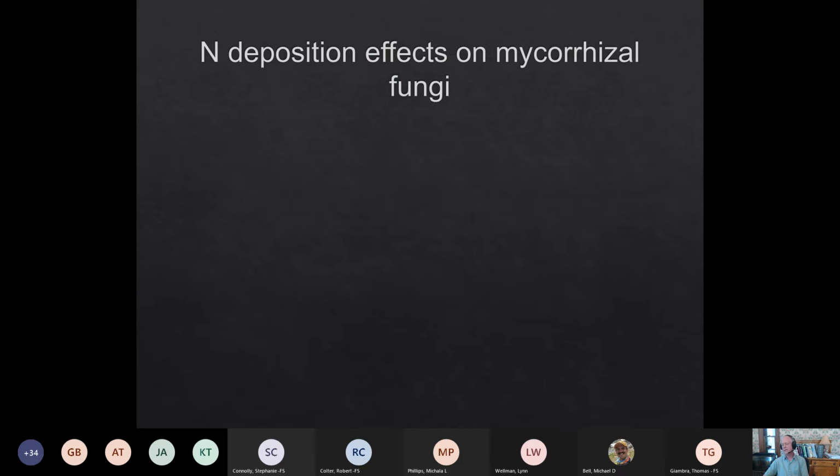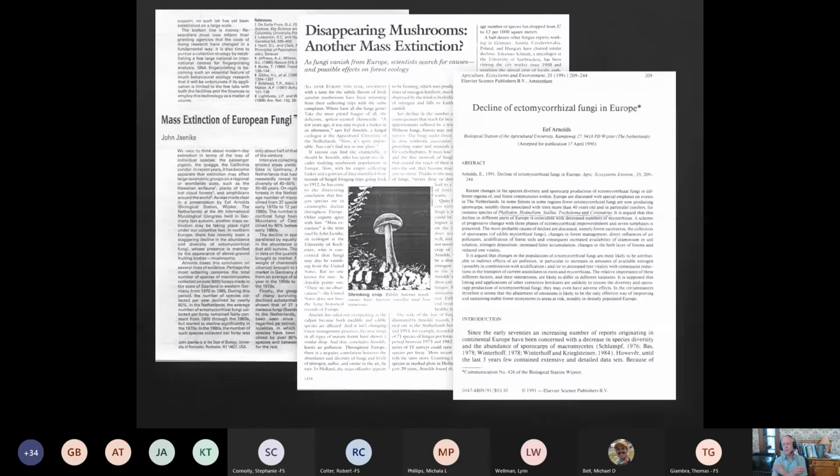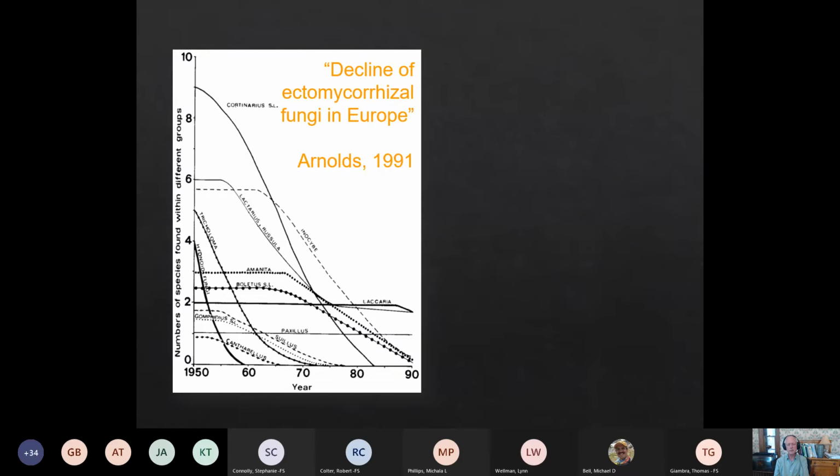So now that gets us to nitrogen deposition and mycorrhizae. Back in the late 90s, there was some work in Europe showing that fungi were disappearing from large swaths of the landscape, especially Western and Central Europe. These declines were maybe a bit alarmist to call another mass extinction, but the decline was very, very real and very widespread. People were trying to figure out what was going on, and I came into that mix trying to look at that too.